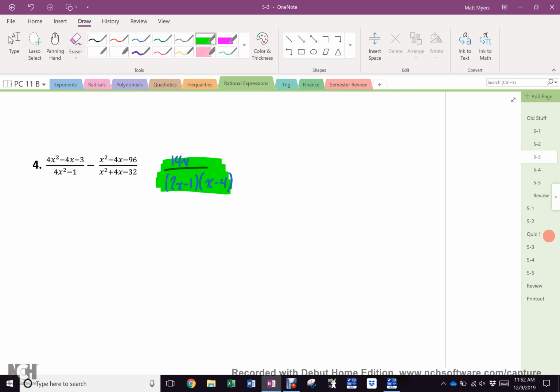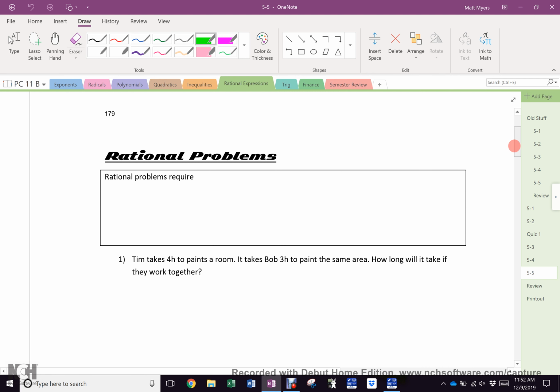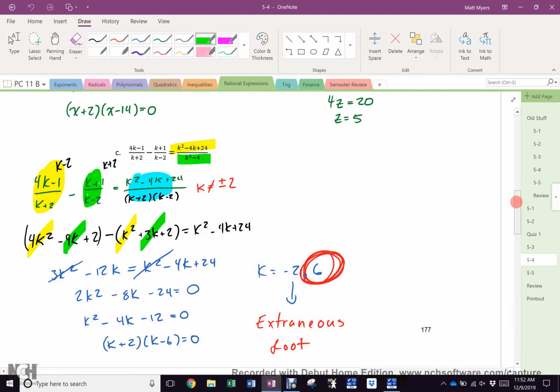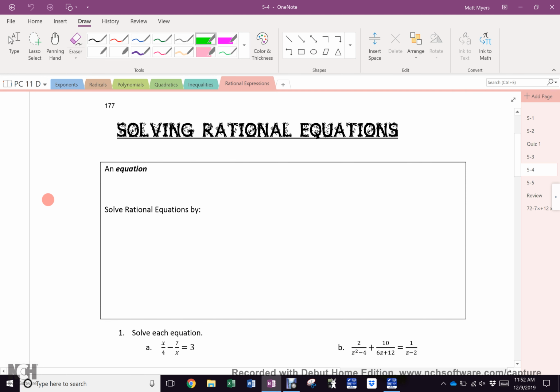Okay. Page 179, I believe. No, that's a lie. 170. That's block B. You're block D. 177, first try.